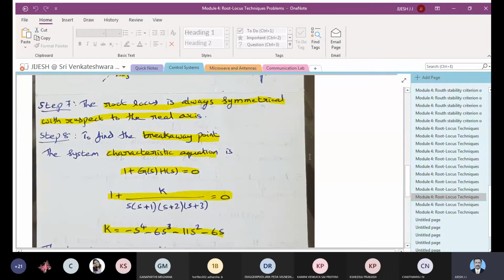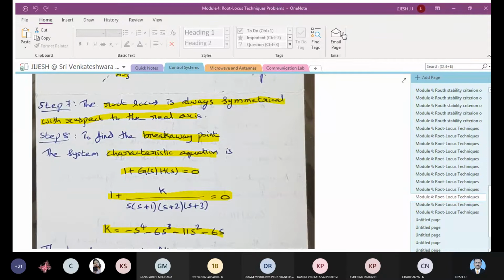And then we said that it should be symmetric with the real axis, and then we carried out the breakaway point. When we went to the breakaway point, we found that you have to take the characteristic equation. All of you know to take the characteristic equation, that is 1 plus G(s)H(s) equal to 0. So those things you have done, and then we continued further, where we got the equation 1 plus K divided by the denominator. So all those things we completed.